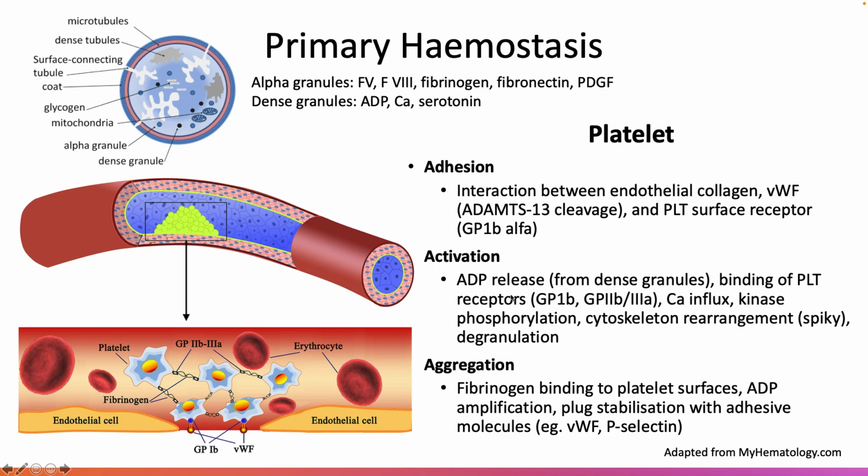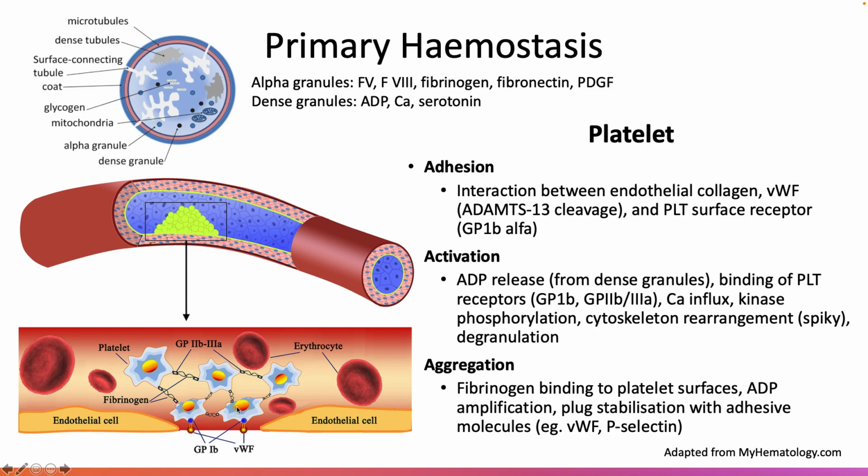You can see that this is the normal structure of a platelet. What happens is that ADP starts to release from the dense granule, which promotes further binding to the receptors among each platelet. Because of the calcium influx and kinase phosphorylation, the cytoskeleton gets rearranged, and you can see the platelet go from a round structure to spiky. This is a unique structure, an effective structure of the platelet to stop the bleeding.